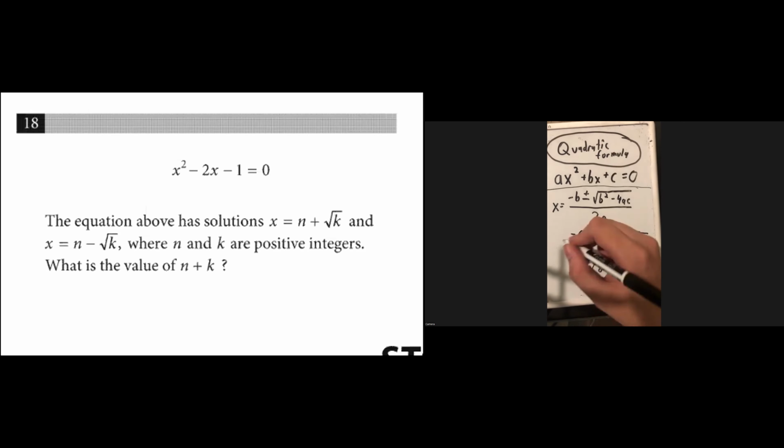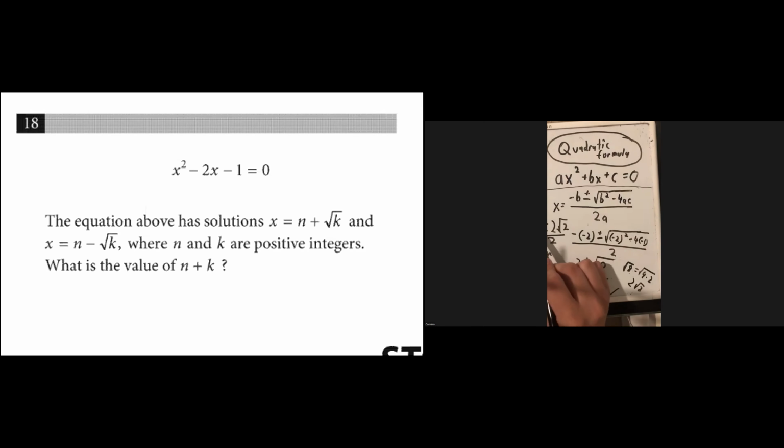And so bringing all this up here, we have 2 plus or minus 2 root 2 over 2. And then these 2's cancel out. And then you're left with 1 plus or minus root 2. As answered, 1 plus or minus root 2.